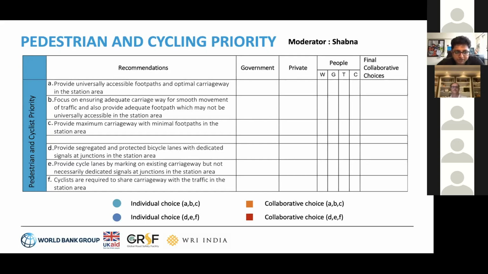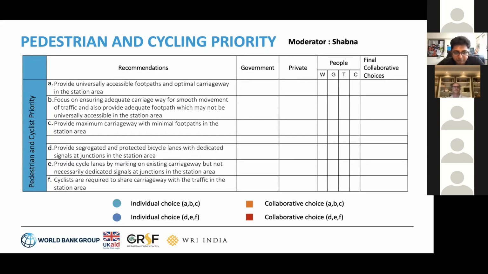And finally, option C: provide maximum carriageway with minimal footpaths in the station area. Here it's clearly talking about prioritizing vehicular modes. There is a footpath given, but it may or may not suffice for pedestrian users to use it efficiently. Yeah. Next, maybe I'll explain the next three. Option D and the next two options are talking about provision of bicycle lanes and their relation with respect to the road space and the safety aspect of it.